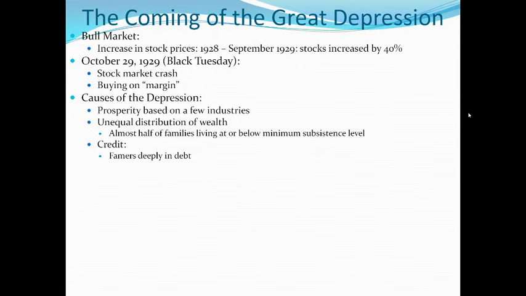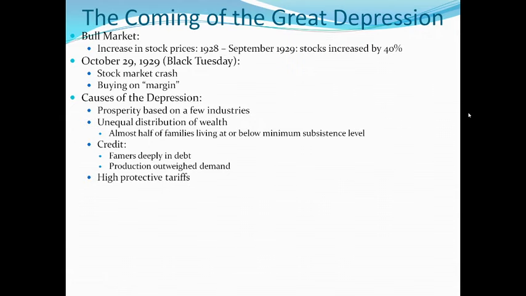Then we have credit, where farmers were deeply in debt and production outweighed demand. We talked about this in the World War I video last time, but there was a vicious cycle that farmers would put themselves into, where they would overproduce. And they'd overproduce because they needed to make more money. And because they overproduced, the demand decreased because there was so much production. And when demand decreases, then prices decrease. And because prices decrease, farmers are getting less money. And because farmers are getting less money, they produce more. And you can definitely see how that becomes a vicious cycle.